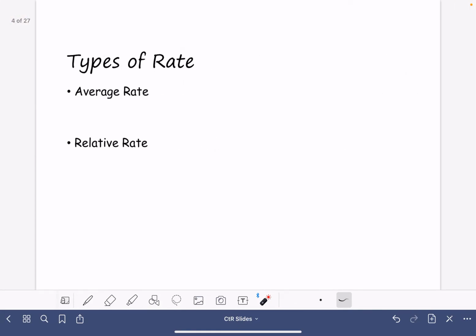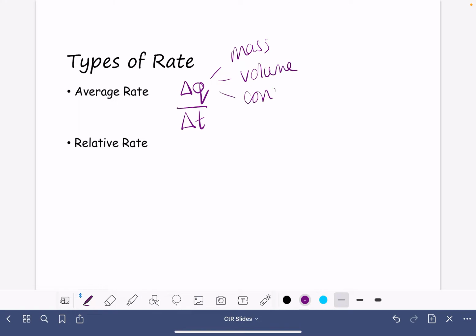Let's now think about the types of rate. So average rate was a type of rate that we learned about in National 5. An average rate is a change in quantity divided by the change in time. Okay, so that quantity could be mass, it could be volume, it could be concentration, anything that could be measured throughout the course of an experiment. And the time, it's going to be measured in either seconds, minutes, milliseconds.